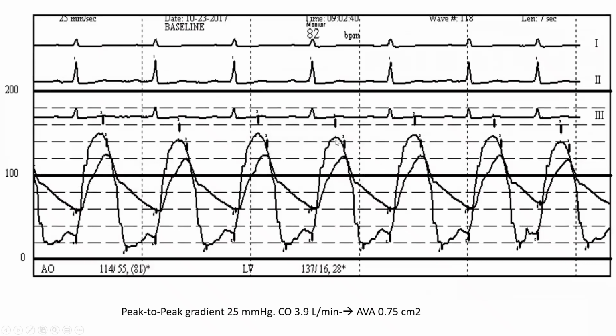And this time when we swapped, we got almost the same pressure measurement. So we were happy with this. So the peak-to-peak gradient is 25 and cardiac output is 3.9.